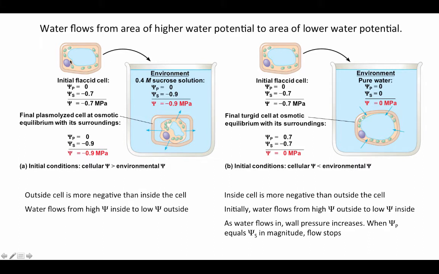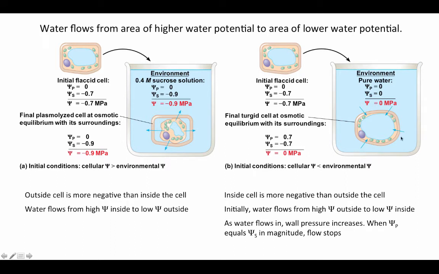And so in this case where we have a flaccid cell that's put into a more concentrated solution, we know just intuitively from understanding osmosis that the water is going to flow out of that cell to the higher solute concentration. And we now know that this is because there's a higher water potential inside the cell than outside the cell. This negative 0.9 megapascals is lower than the negative 0.7 megapascals inside the cell, and water is going to flow from the higher water potential to the lower water potential.